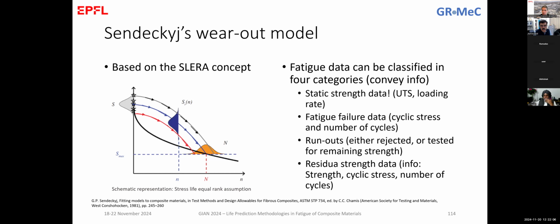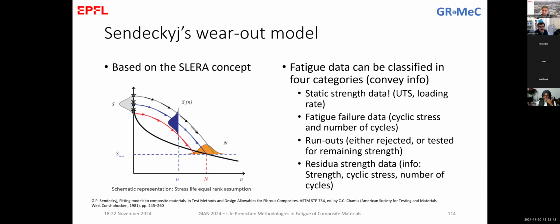So to summarize this, for Sendeckyj, all the data that we have when we do testing can be considered as fatigue data. Even static strength data are fatigue data for him. Fatigue failure data, the typical data that we have when we load the specimen up to failure, are considered fatigue data. Runouts can be considered as fatigue data. A runout is a test where you do fatigue testing, and then you realize that the specimen does not fail after a certain number of cycles.